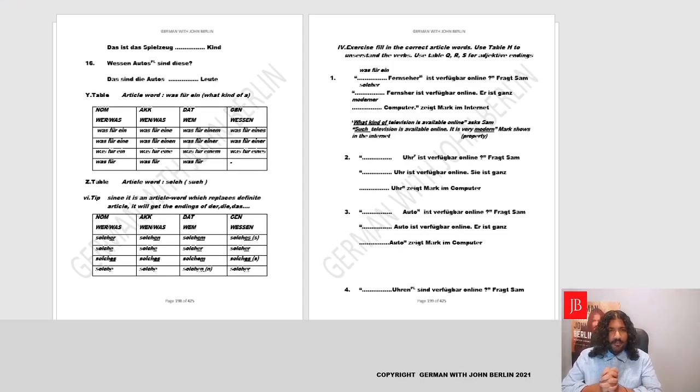Alright, welcome back to German with John Berlin, and this is the next part of the last lesson in which we had begun with article words. So we had done the two article words, welcher and dieser, welcher being basically derived from the definite article. It means which, and dieser being this, to demonstrate and identify something. So welcher is to ask the identity, dieser is to demonstrate and identify.